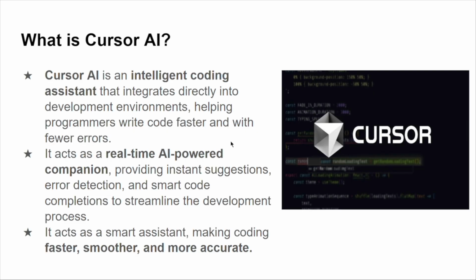Cursor AI is an intelligent coding assistant that integrates directly into development environments, helping programmers write code faster and with fewer errors. So it acts as a real-time AI-powered companion, providing instant suggestions, error detection, and smart code completions to streamline the development process. So it acts as a smart assistant, making coding faster, smoother, and more accurate.